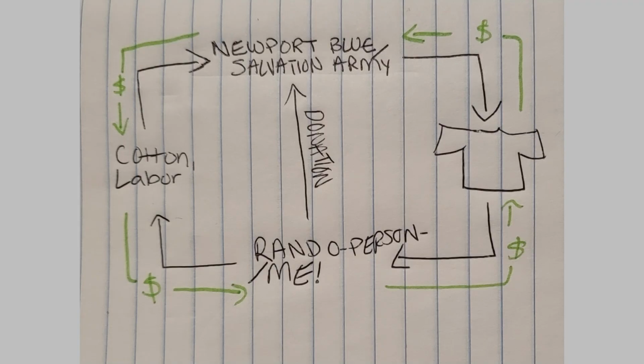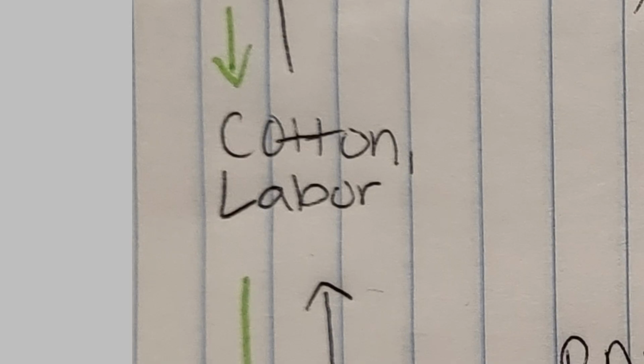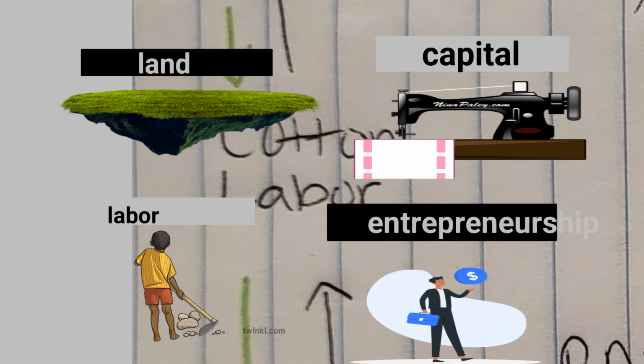And this represents the way that the shirt got to me and the way that the company that made the shirt can continue to make shirts in the future. So let's start on the left with cotton and labor. And what that is exactly is representing the 4 factors of production that go into making any given product. Those include land, capital, labor, and entrepreneurship.